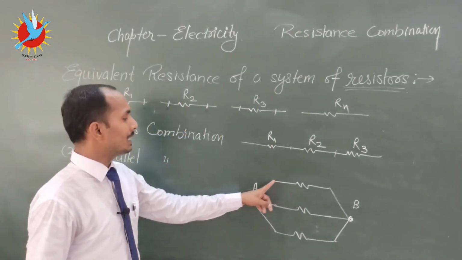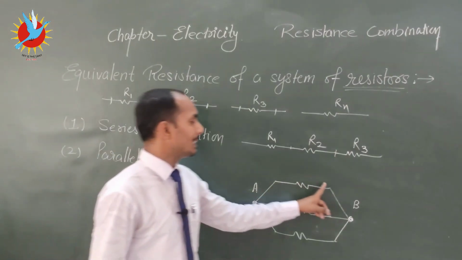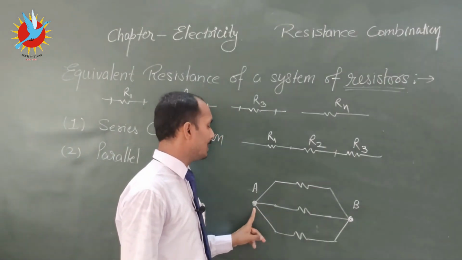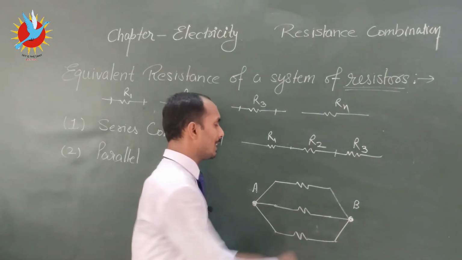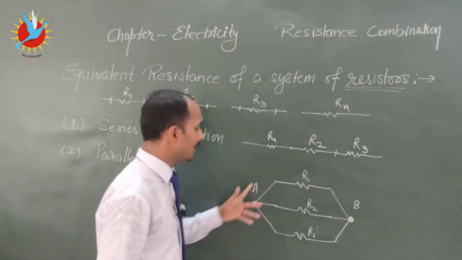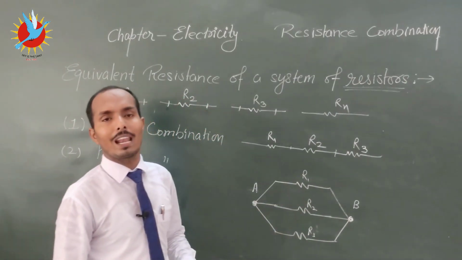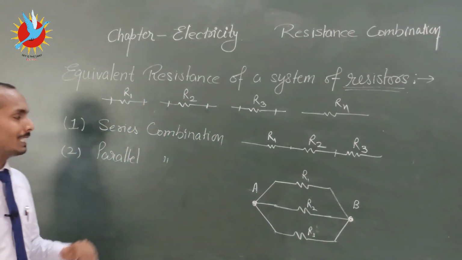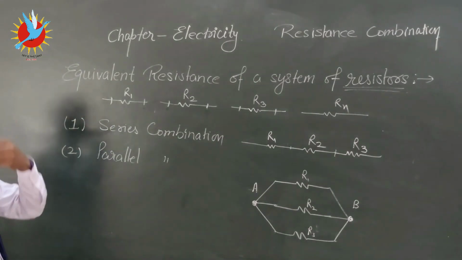It means this end is connected at point A and this is connected at point B. Then all the other resistors R1, R2 and R3 are connected with it. So this is known as parallel combination.